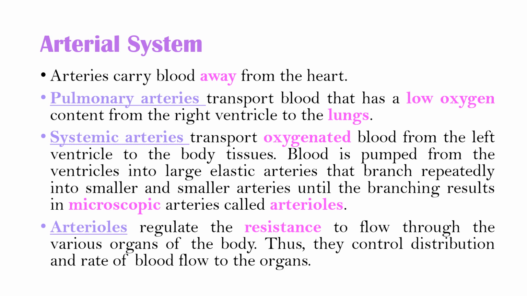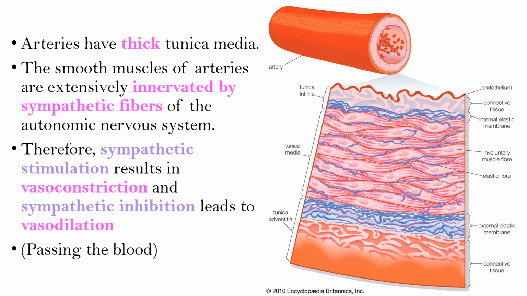Arterioles regulate the resistance to flow through the various organs of the body. Thus, they control distribution and rate of blood flow to the organs. Arteries have a thick tunica media. The smooth muscles of arteries are extensively innervated by sympathetic fibers of the autonomic nervous system. Therefore, sympathetic stimulation results in vasoconstriction and sympathetic inhibition leads to vasodilation, allowing the blood to pass.